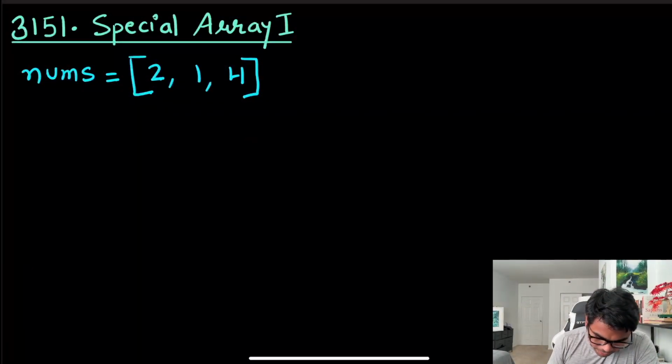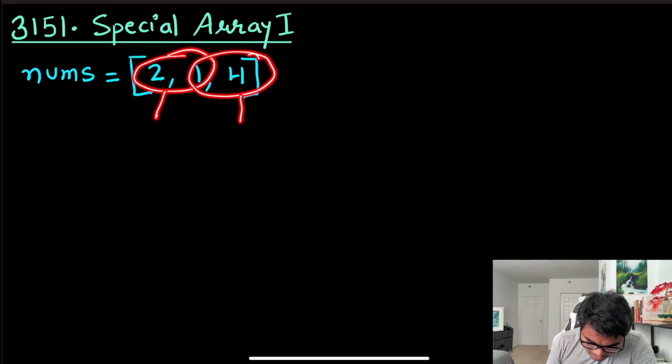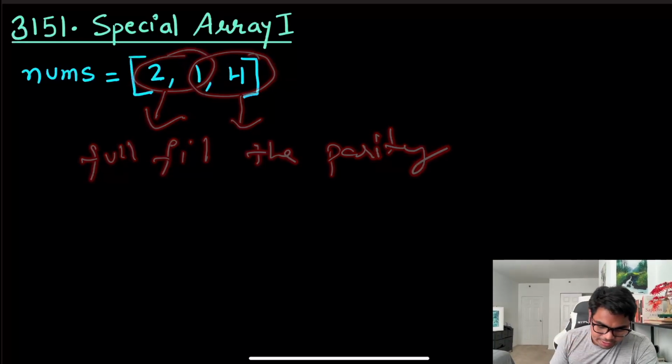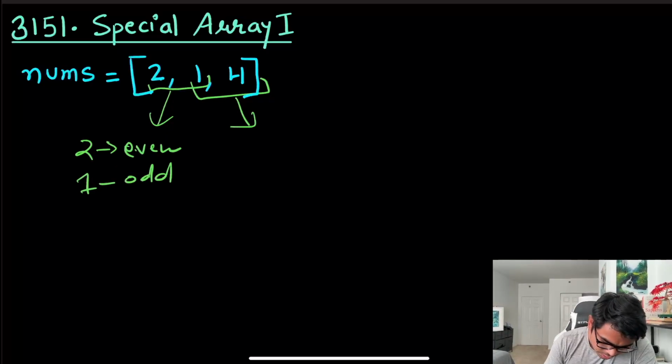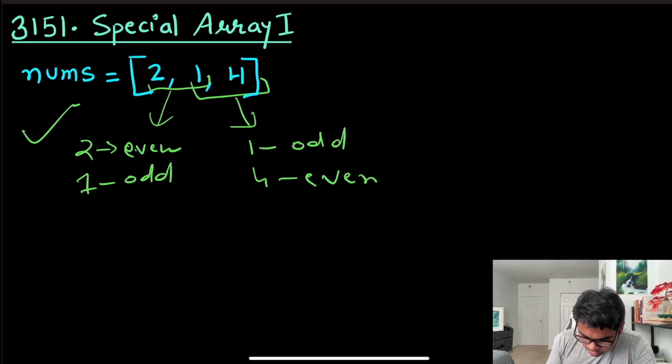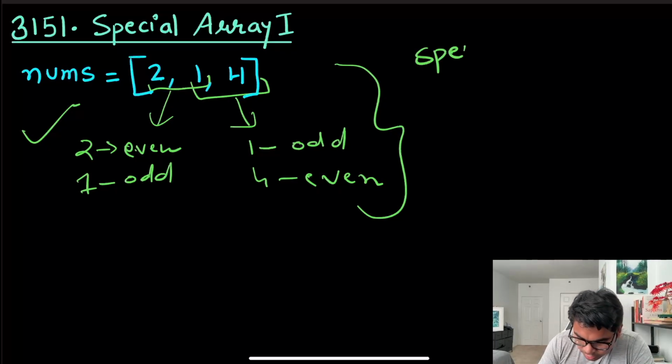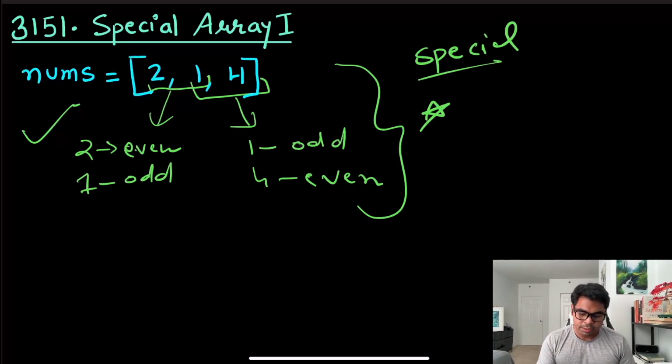I've taken the first example here. They're asking to check all the neighbors. There are two pairs of neighbors, and for this to be a special array, both of these need to fulfill the parity condition. What's that parity condition? In this pair, one of them has to be even and the other has to be odd, and the same applies to this pair. Here, 2 is even and 1 is odd, so this satisfies our parity condition, and here 1 is odd and 4 is even. That is why this array is special, so we will return true.